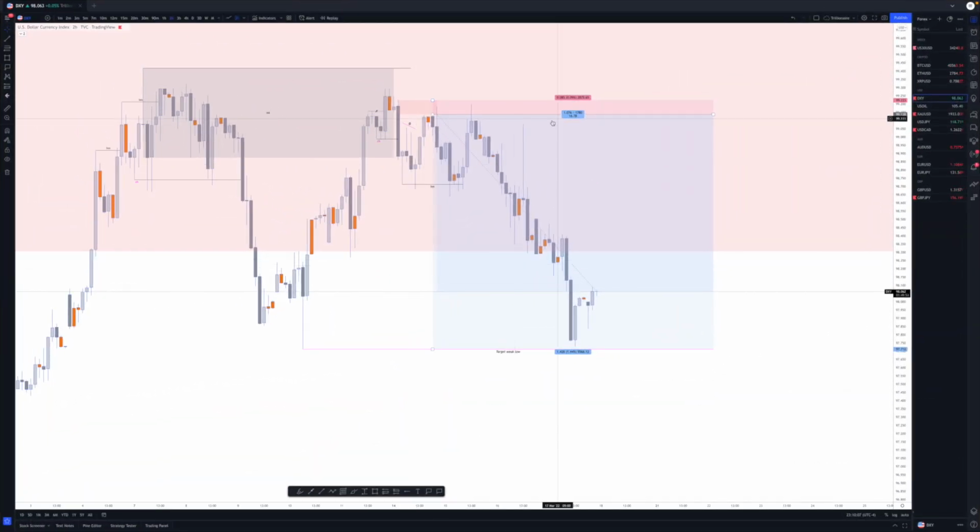This is a DXY trade that we took within the Telegram community earlier this week, and as you guys can see, this trade is about to produce a 16.78%.